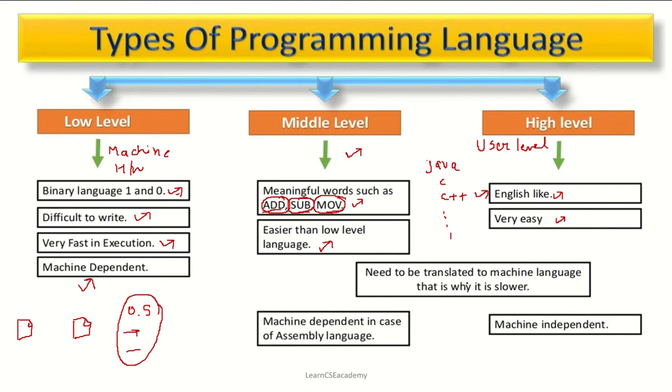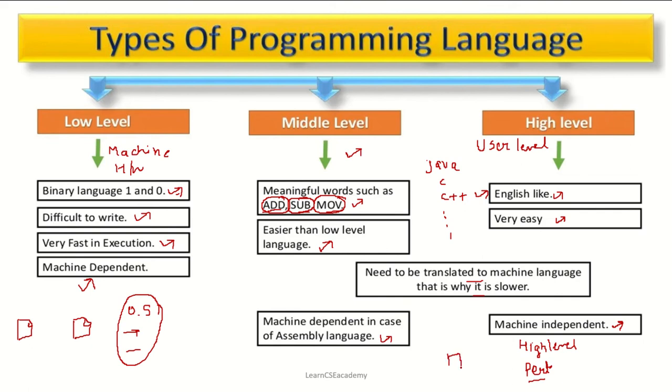So why do we need to translate into machine language? That is why it is slower. It is machine dependent in the case of assembly language and machine independent in the case of high level language. It is machine independent because a program written in a high level language is portable. We can port our program from one machine to another, and a program written on one machine can be executed on the other machine.